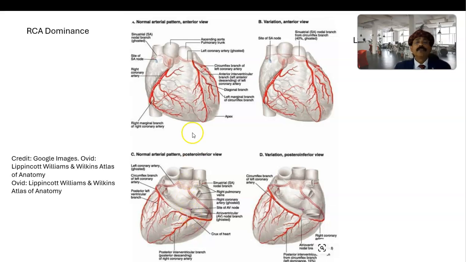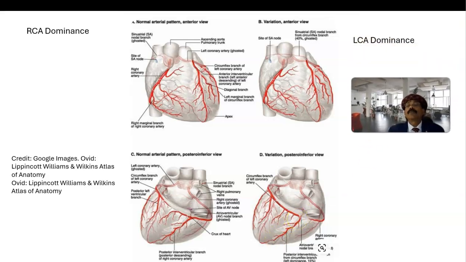Okay, so this is normal. That means in most cases there is right coronary artery dominance. But we may have left coronary artery dominance. Here, the circumflex branch of left coronary artery continues from the crux as the posterior interventricular branch or posterior descending artery. Okay, like this. So that is the left coronary artery dominance. This is the right coronary artery dominance.